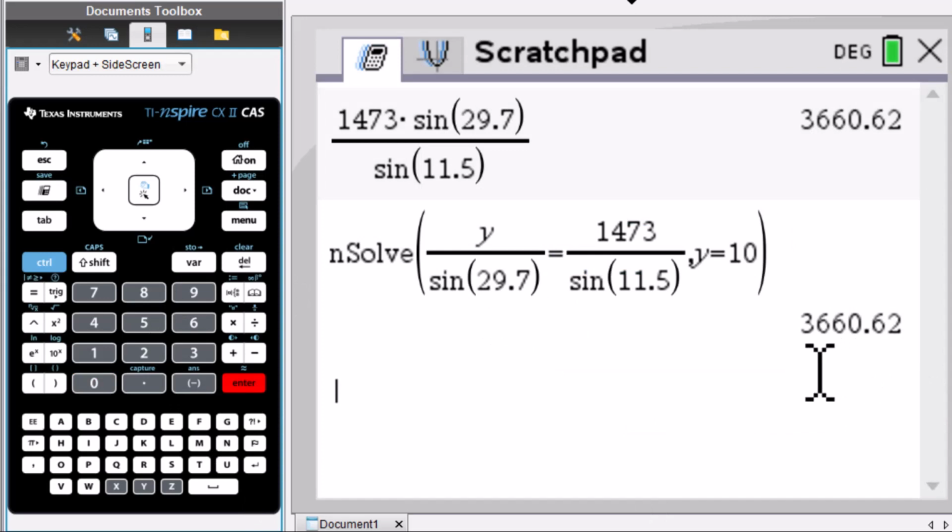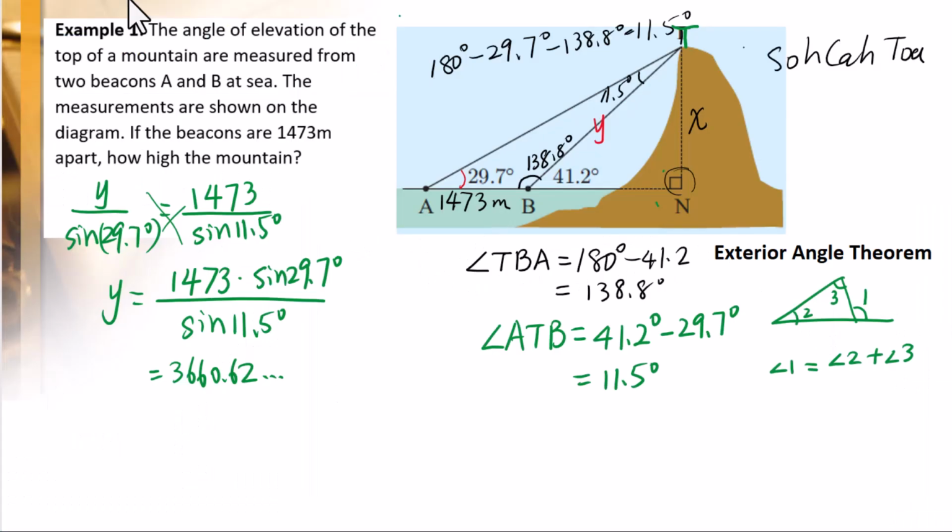Remember, this y is a value in the process. It's not the final answer. You are supposed to use the full answer. Do not change this into 3 significant figures. So I will write down 3660.62... Then we can solve for x. We already figured out this y.